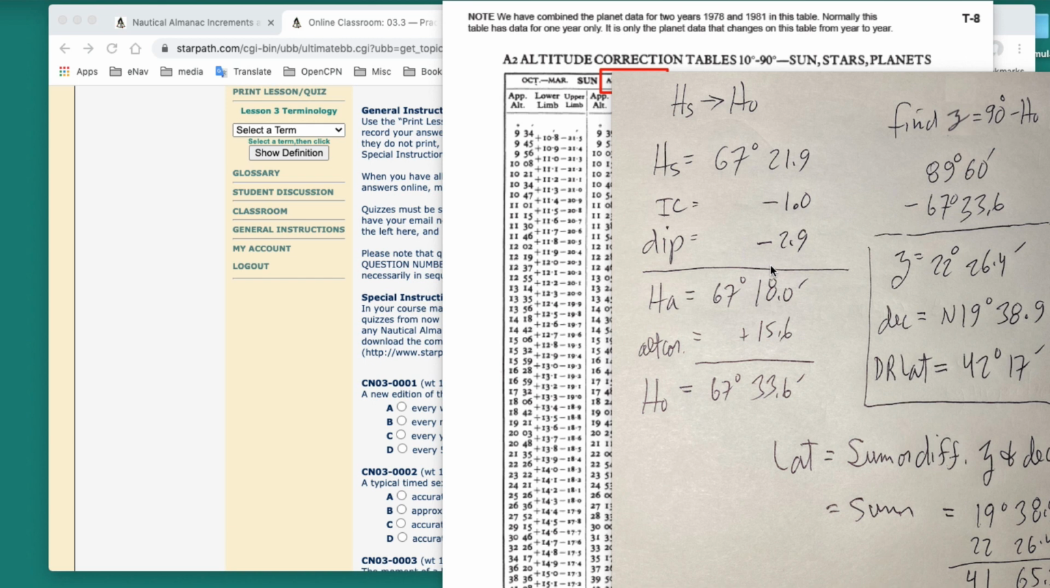But now, after you make this correction, everybody on that ship with 10 different kinds of sextants and 10 different elevations above the water, they all should come up with this number, 67 degrees, 18.0. That's called the apparent height.